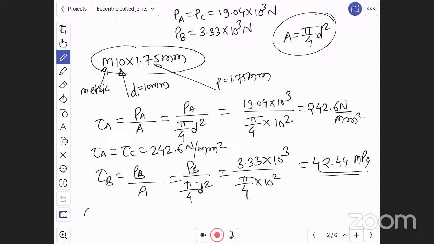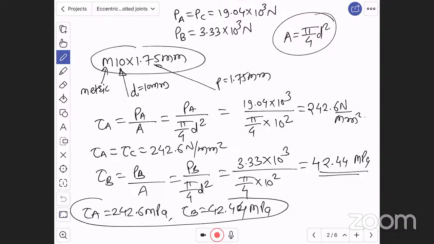Therefore, shear stress on A is 242.6 MPa. Shear stress on B is equal to 42.44 MPa. And this was the question. This is the question that was asked, shear stress on A and shear stress on B. What is the value? Look at option A, friends, option A is the correct choice. In the given question, option A will be the correct choice. Right. Note down this.